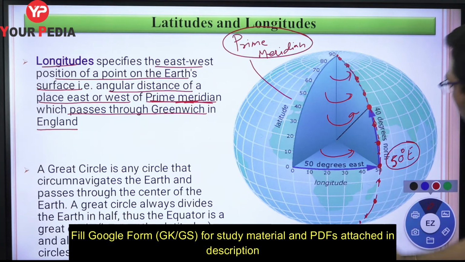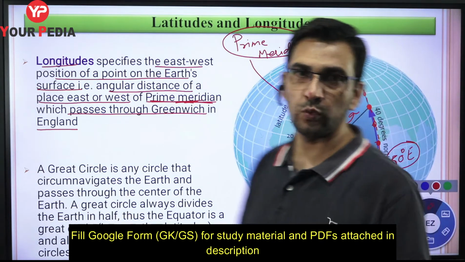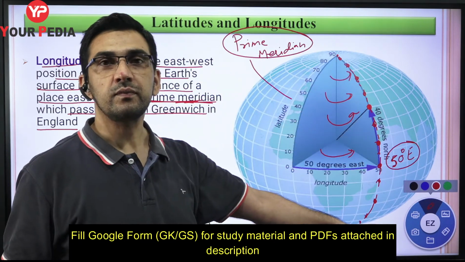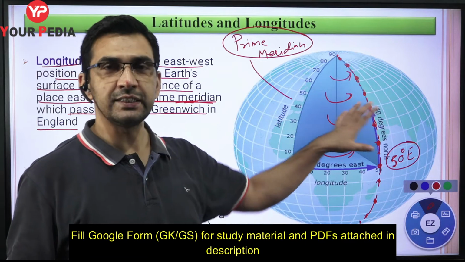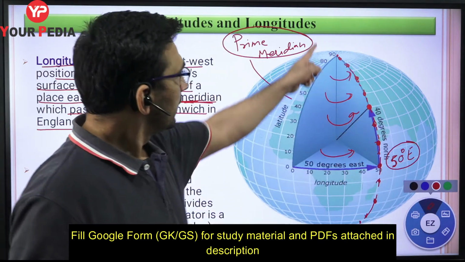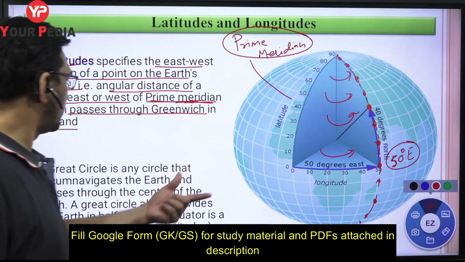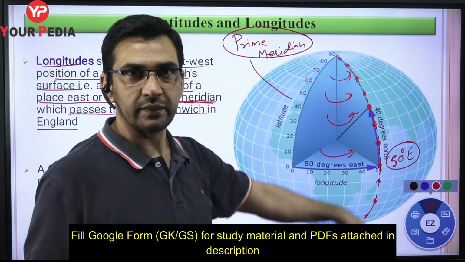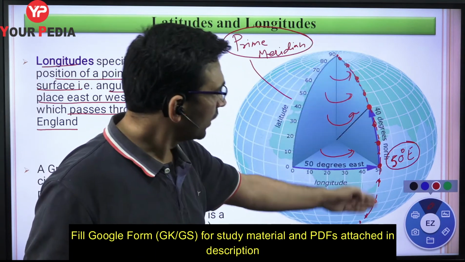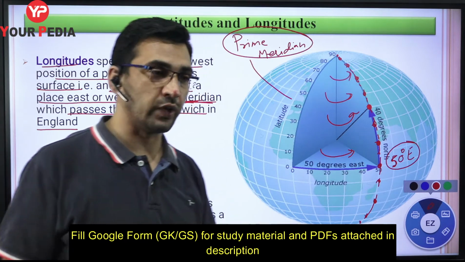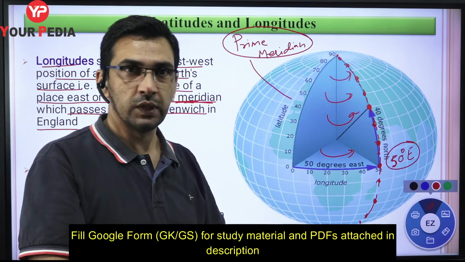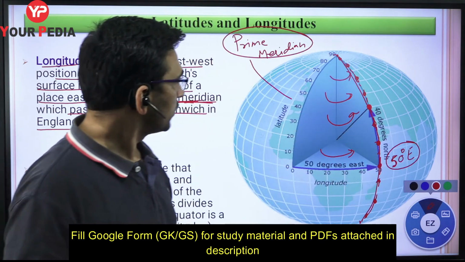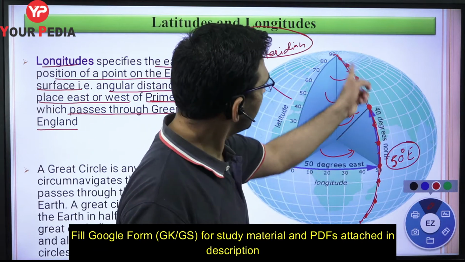So if I join all these points on the same longitude, we call this particular curve or half circle a meridian. A meridian is simply the line of that particular longitude. When we join the longitudinal positions, we call it a meridian. So we call it meridians of longitudes. This is the meridian of 50 degree east longitude.